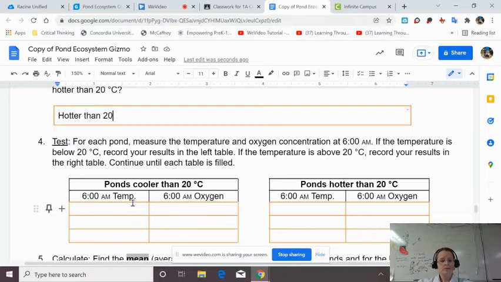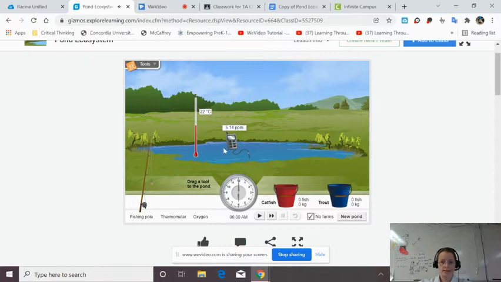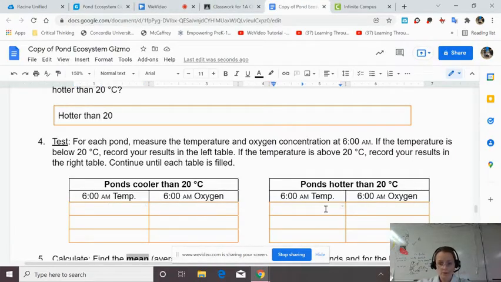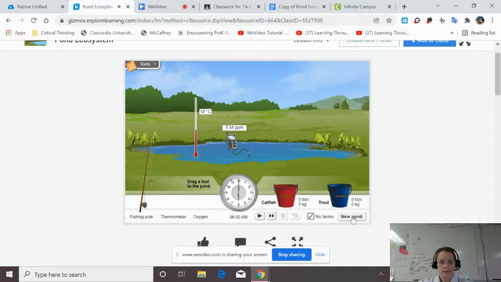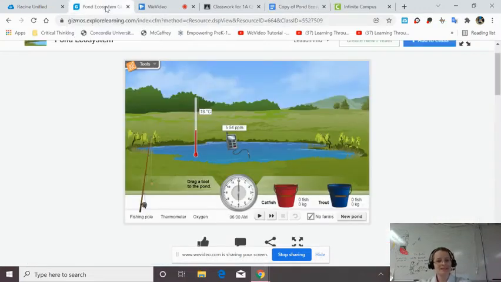So let's see, ponds cooler than 20 degrees, 6 a.m. temp, 6 a.m. oxygen. So we've got to do lots of different ponds. Reset. No farm, 6 a.m., 22 and 5.14. So that goes over here. 22 and 5.14. Now let's do a new pond. 18 and 5.54. That goes over here. It's cooler than 20. 5.54. See, this is what I said in class today if you were listening.